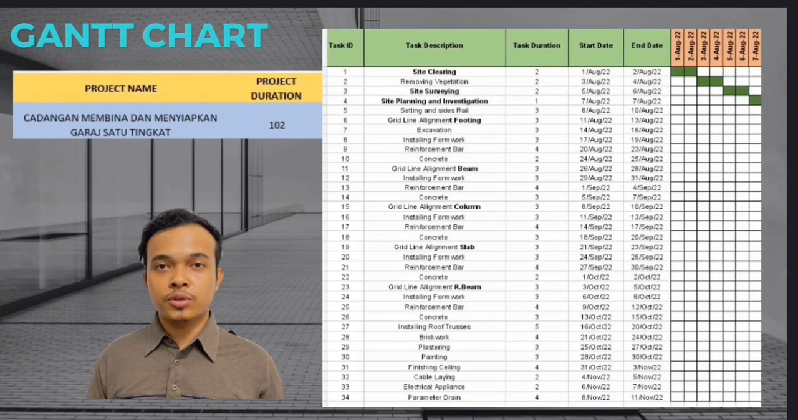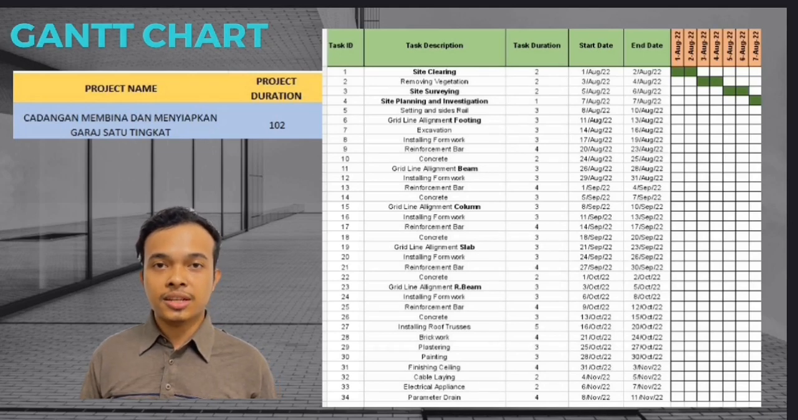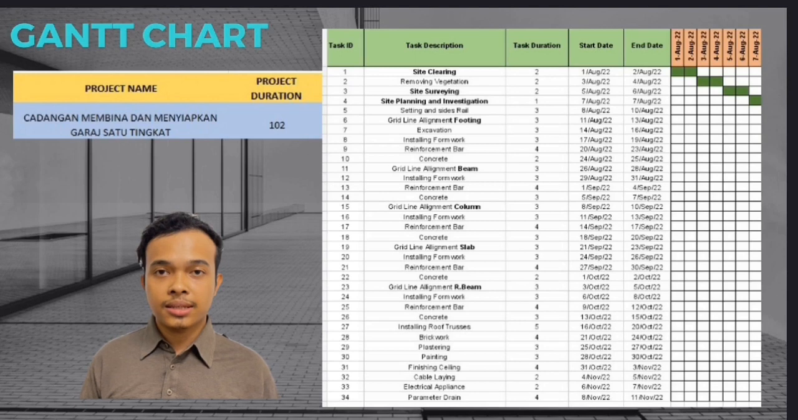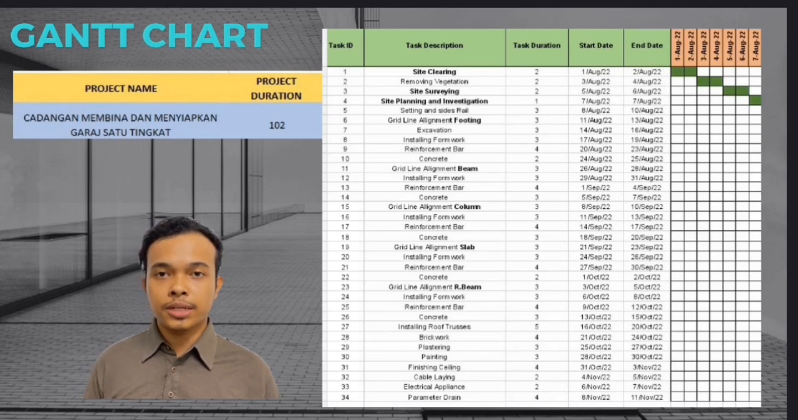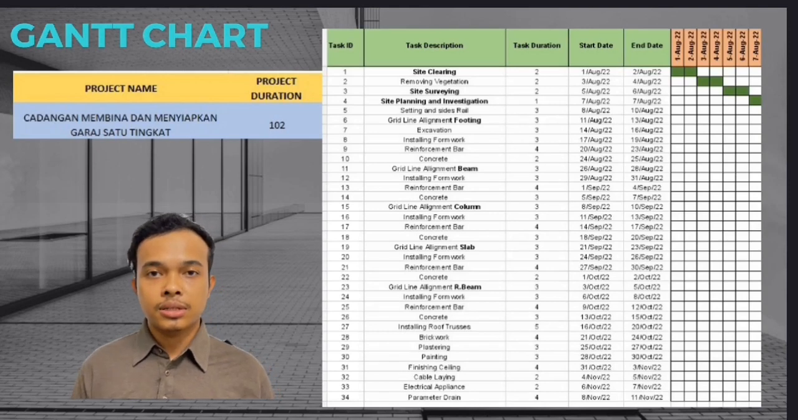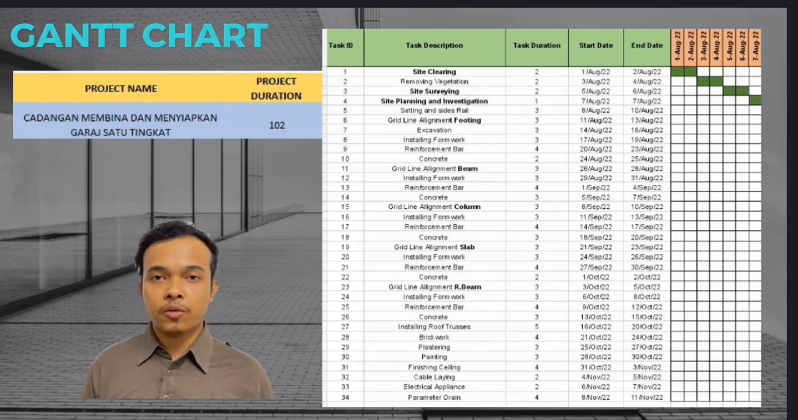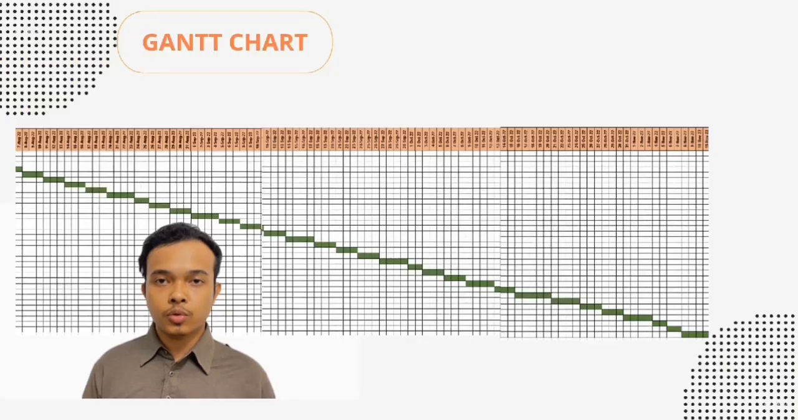Now we move to the project scheduling by referring to the Gantt chart. This Gantt chart will make our project easier, as we can split the tasks according to duration. The estimated project duration is 102 days based on our project scheduling plan. We split project planning into 34 task descriptions, which start on 1st August 2022 and finish on 11 November 2022. Okay, thank you.